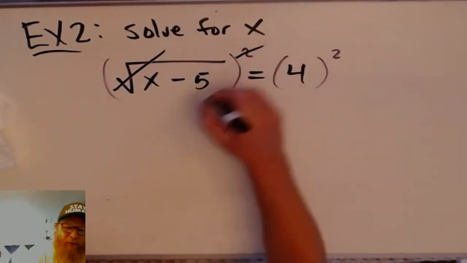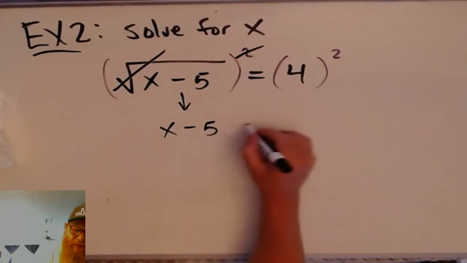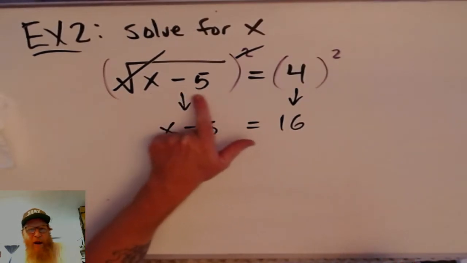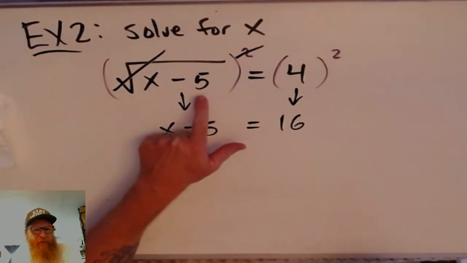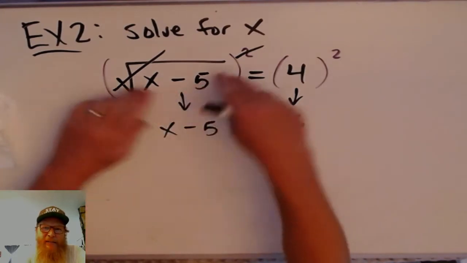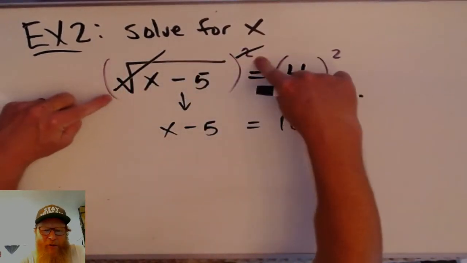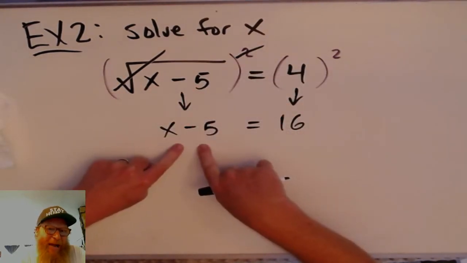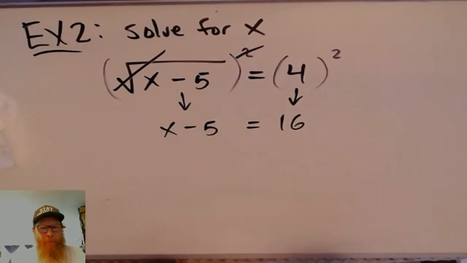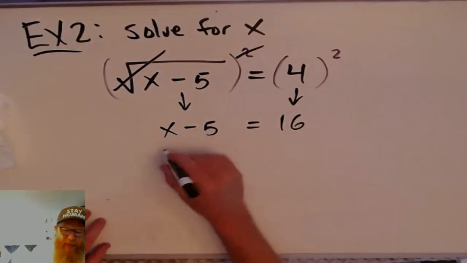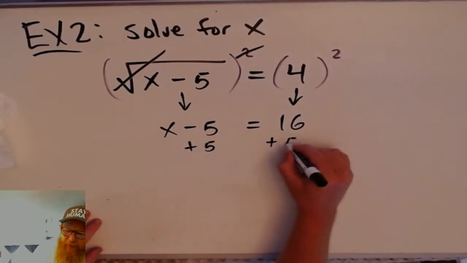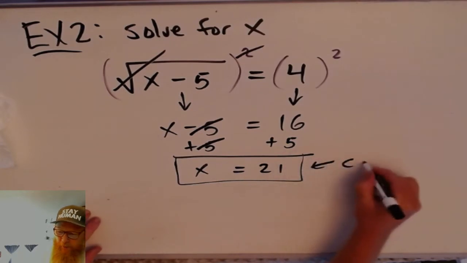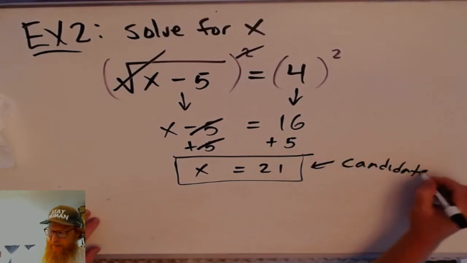So you're going to extract the root. Make sure you don't accidentally square the x and square the 5, because you're not squaring the inside, you're squaring the radical. And when you square the radical, the inside, the radicand, comes out. We call that an extraction. It's like pulling out a tooth. And then just keep solving it. You're going to add 5 to both sides. And you get x equals 21. That's your candidate.